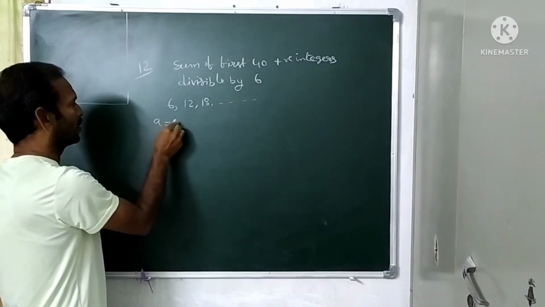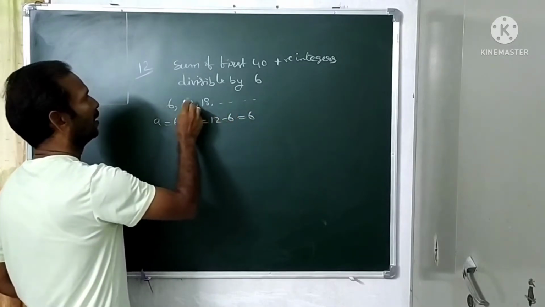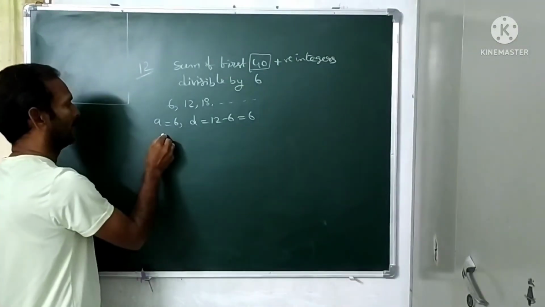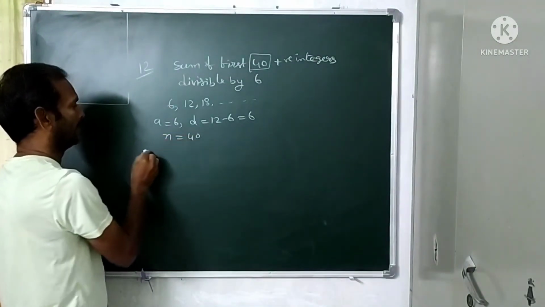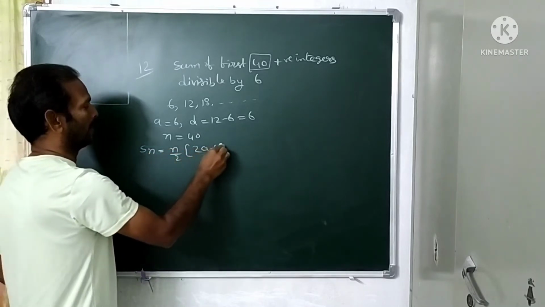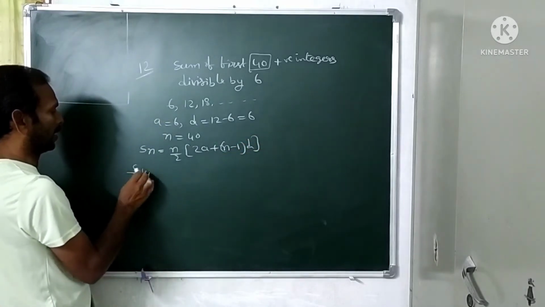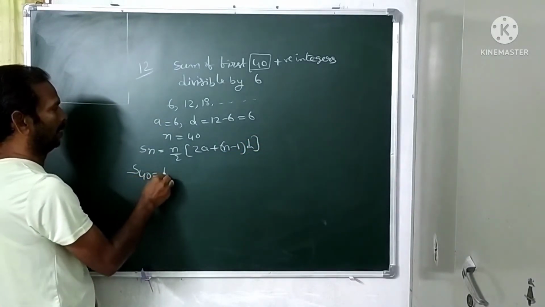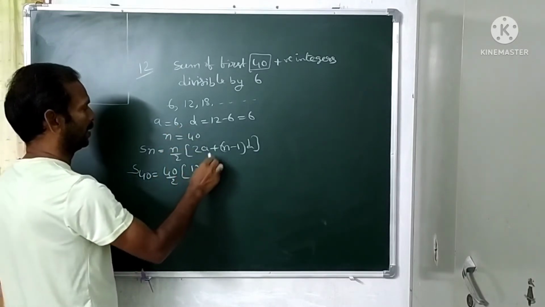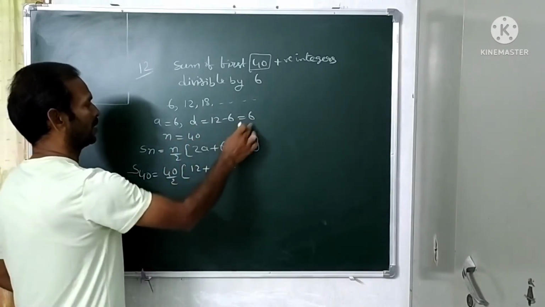So A is equal to 6 here. D is equal to 12 minus 6, that is equal to 6. 40 positive integers, so N is equal to 40. Sn is equal to n by 2 into 2a plus n minus 1 into d. So S40 is equal to 40 by 2 into 2 times 6, 12, plus 40 minus 1, 39, into d value 6.